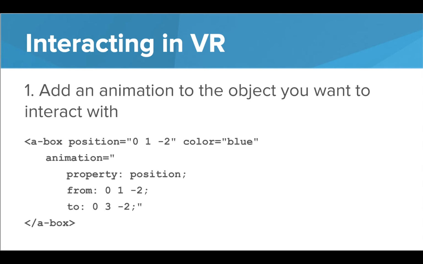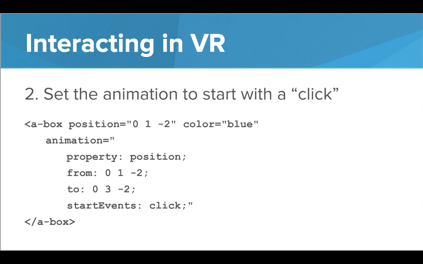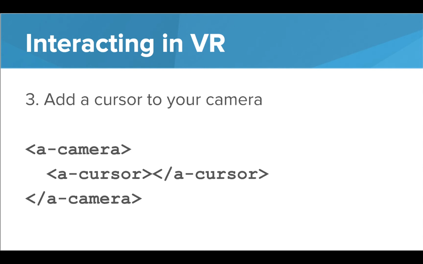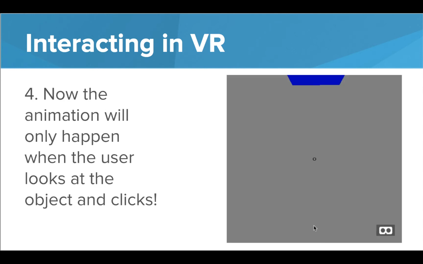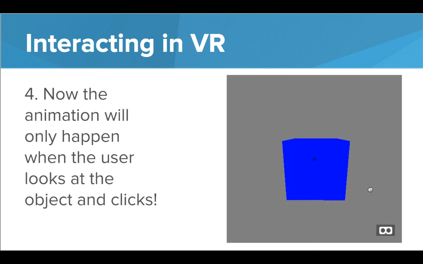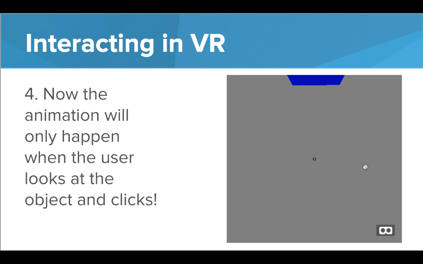So let's review the steps for setting up a basic interaction in VR. The first step is to add your animation the same way we did in the last lesson. Notice we are just adding the animation attribute at this point. Next, we change the animation start. In this case, we want to specify that it starts when the object is clicked, so we add a parameter to our animation attribute that tells us to start when the object is clicked. Finally, we need to add a camera and a cursor tag inside the a-scene tags. That's it. Now the animation will only happen when the user looks at the object and it's clicked.